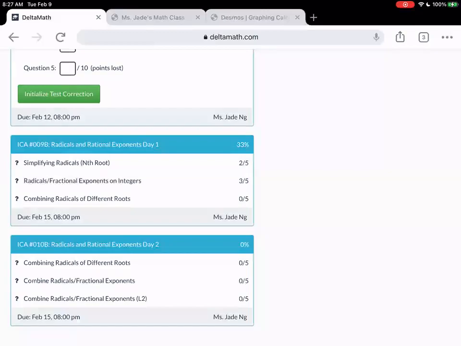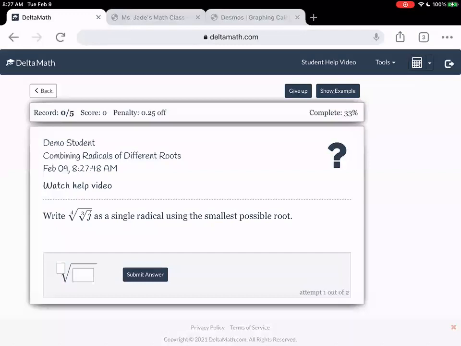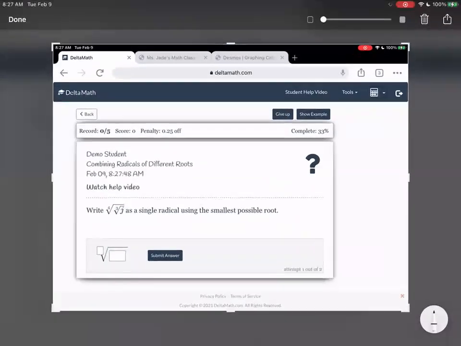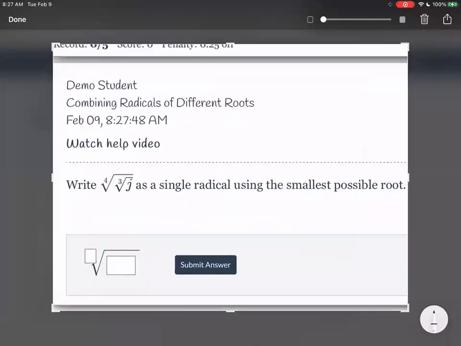Last category is combining radicals of different roots. Okay, so it looks kind of weird, right? But it's okay, we can do it. So we're gonna write the fourth root of the third root of j as a single radical using the smallest possible root. So I think for these, it would be easier to first convert it into a fraction, and then we can convert it back into a root.